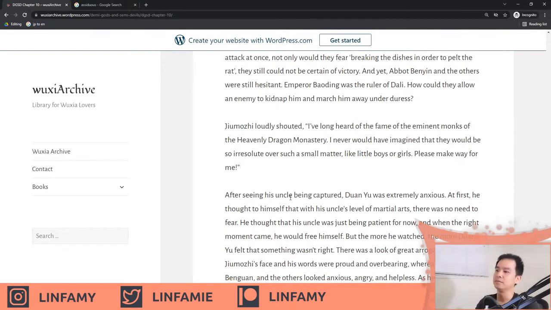Jiumotsu loudly shouted, I've long heard the fame of the eminent monks of the Heavenly Dragon Monastery. I never would have imagined that they would be so irresolute over such a small matter, like little boys or girls. Please, make way for me.